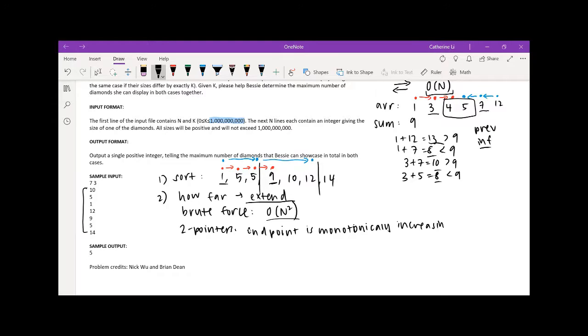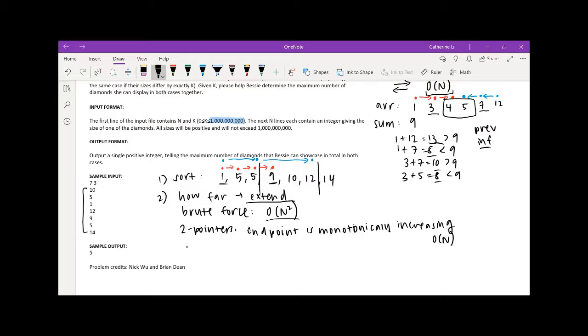So as we said before, this is going to take O of n because there's 2 pointers. They're only going the length of the actual array. So this takes O of n, which is good.